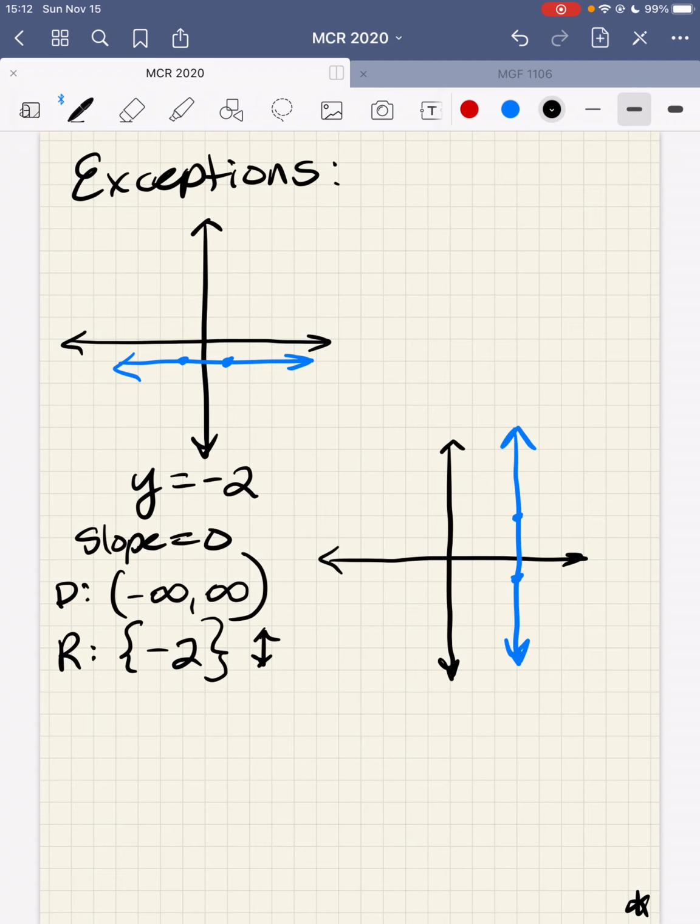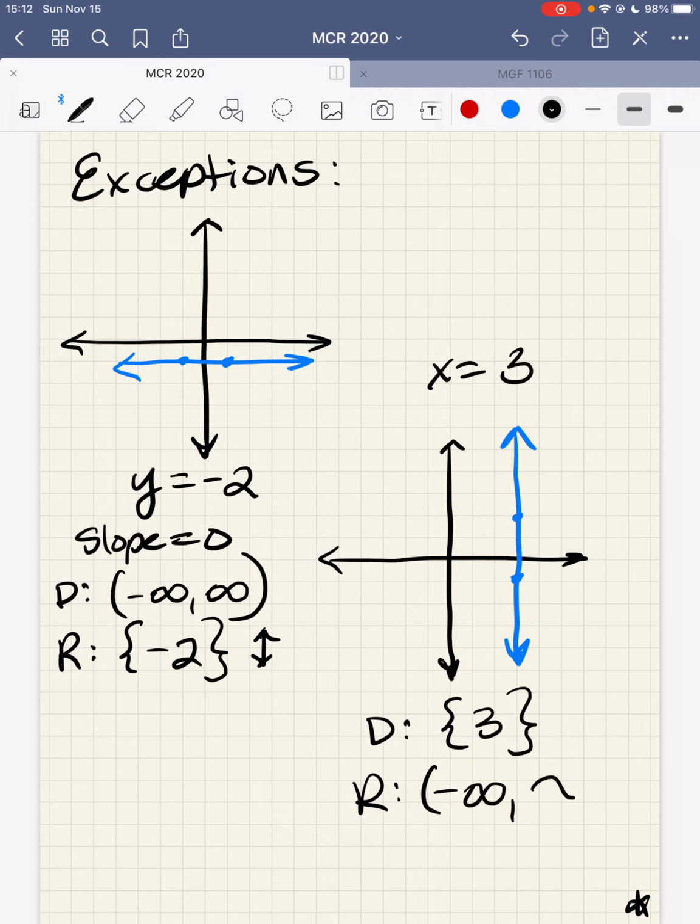For the last graph, this is my x equals graph. We'll say for sake of argument x is equal to 3. So in this case, my domain, I'm not going left or right. So my domain here is going to be just my 3. However, my graph is going up and down for infinity, both directions. So my range in this case would be negative infinity to infinity.